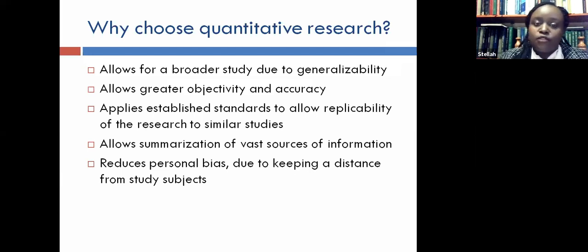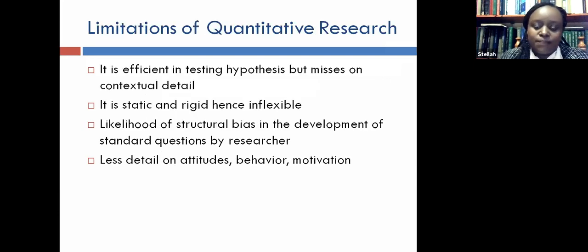So the fact that you're going to be giving questionnaires or you want to do an interview means that you don't have a close contact with the study subject. It means that you don't have the part to put in emotions in the study. So in this case, you're going to reduce personal bias, which tends to be quite large when it comes to qualitative research.